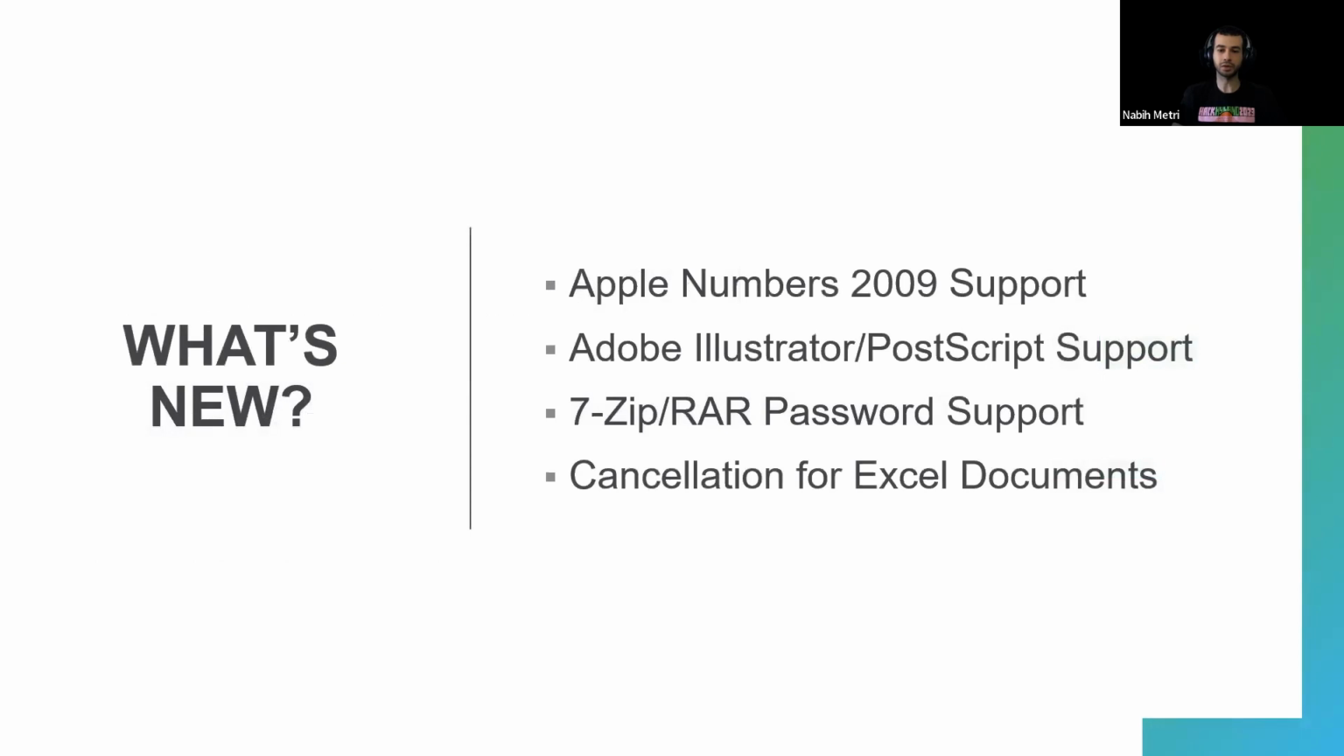So let's quickly go over what we'll be seeing today. Continuing the theme from the past couple of releases, we've added support for another Apple iWork 2009 format, with that being Apple Numbers 2009. Next up will be HD support for Adobe Illustrator and PostScript, followed by password support for 7-zip and RAR files. Closing us out will be the new option to add cancellation callbacks for Excel documents.